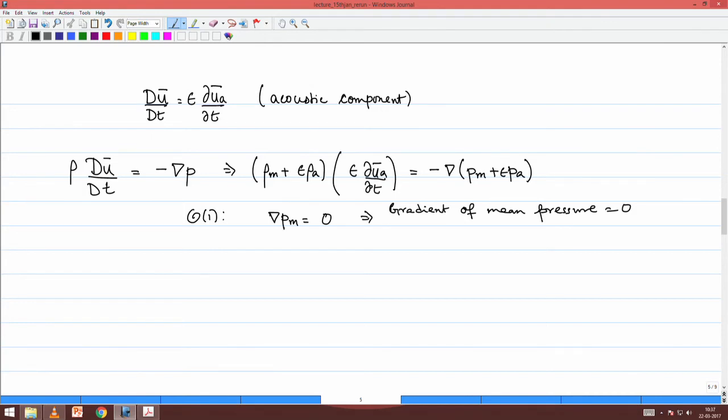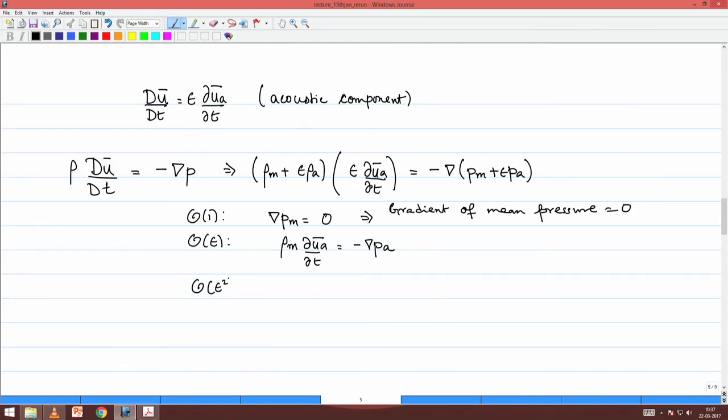So, we will usually not worry about this order 1 equation at the acoustic level. This is what will give us the mean flow effects, if at all it is there. Here we choose to ignore the mean flow effects. So, therefore, it is not of interest to us from here on. Next, if we collect the terms of order epsilon, we get rho m del U A del T on the left hand side, and that must be equal to minus gradient of P A. This is what happens at order epsilon.